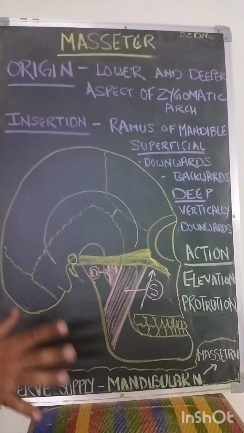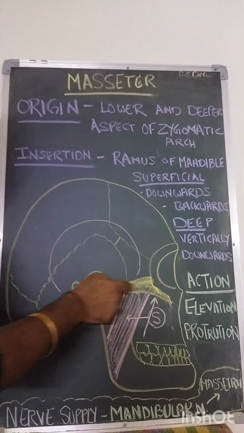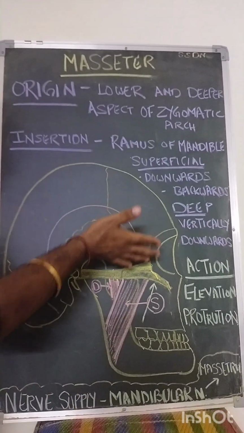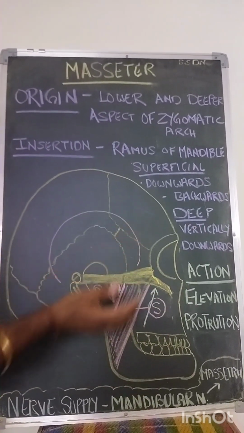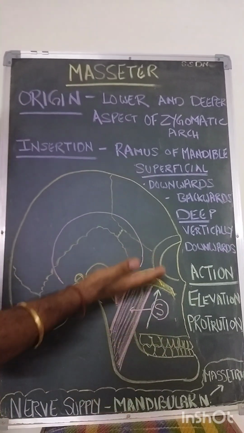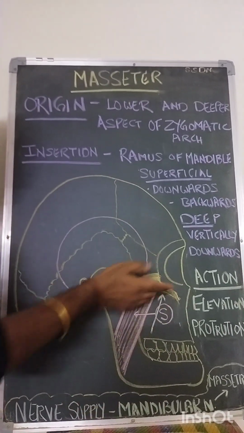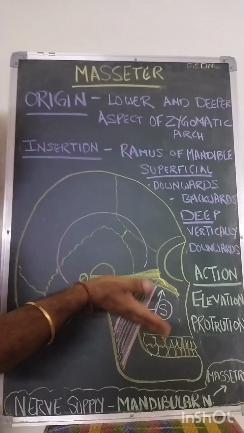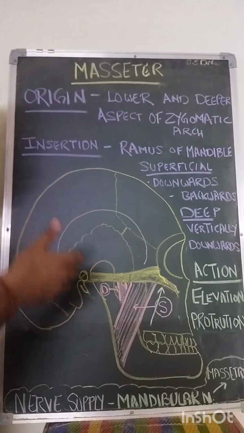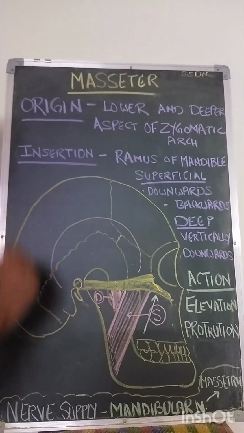Action: always remember one thing, that the origin pulls the insertion. So the origin is from the zygomatic arch. It will pull the insertion, which means it will elevate the mandible. Elevation means closing of the mandible. It will also protrude the mandible because of the placement of the fibers. It will make the mandible move forward. So elevation and protrusion are the two actions of the masseter muscle.